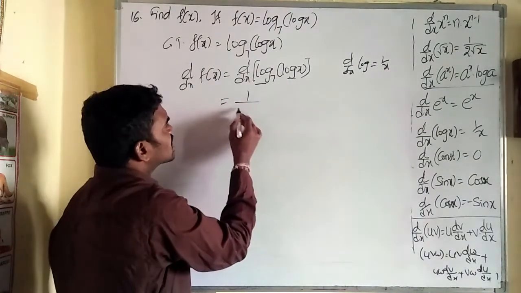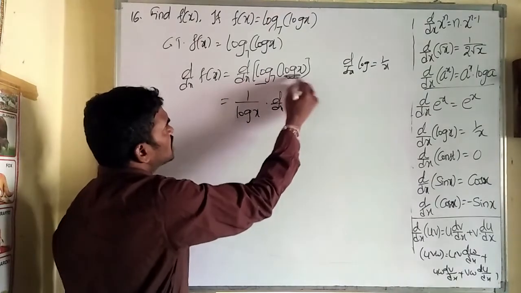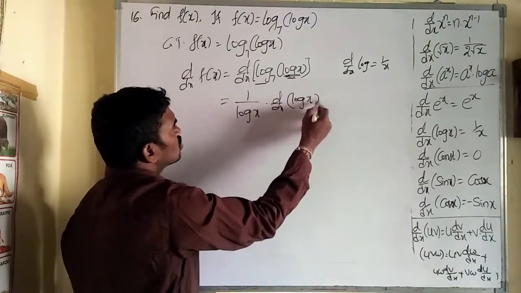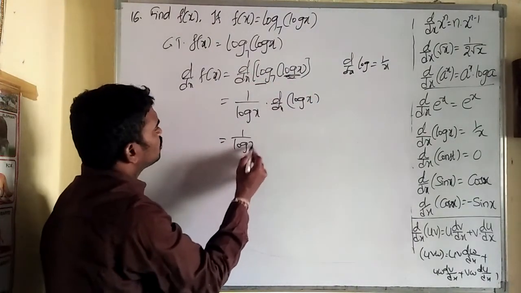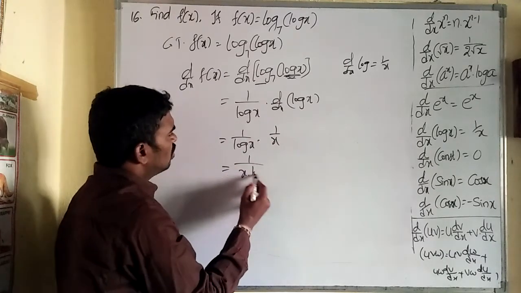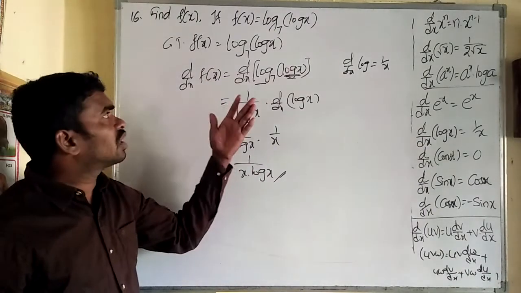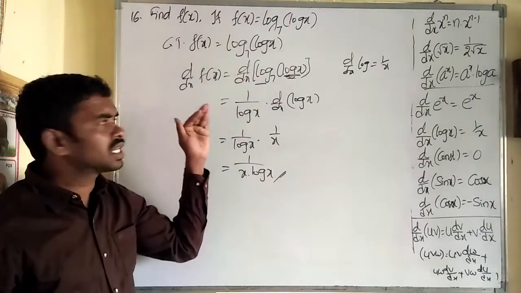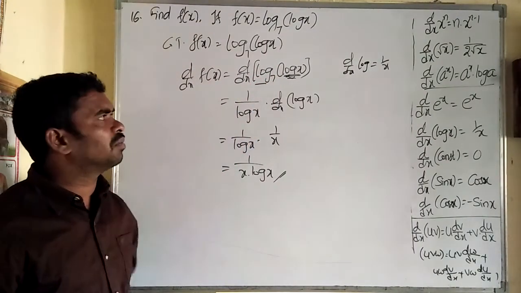So 1 by x means 1 by log x into d by dx of the function g of x, log x. So think this is g of x. So 1 by log x into what is the log x derivative? 1 by x. So finally the answer is 1 by x into log x. This is the answer. So what about base 7? There is nothing to consider about the base here. Log of any base gives the 1 by x formula.